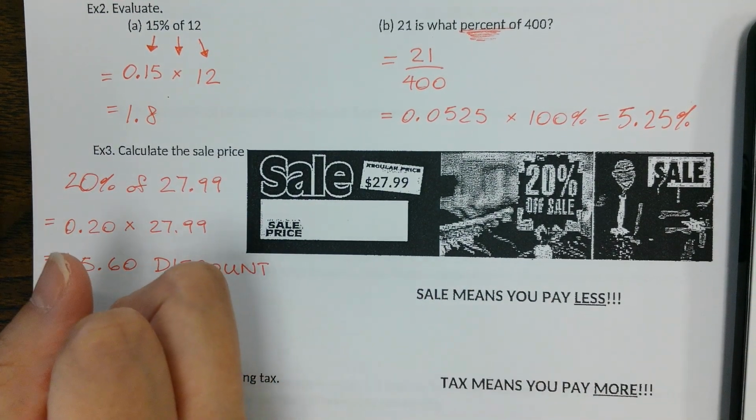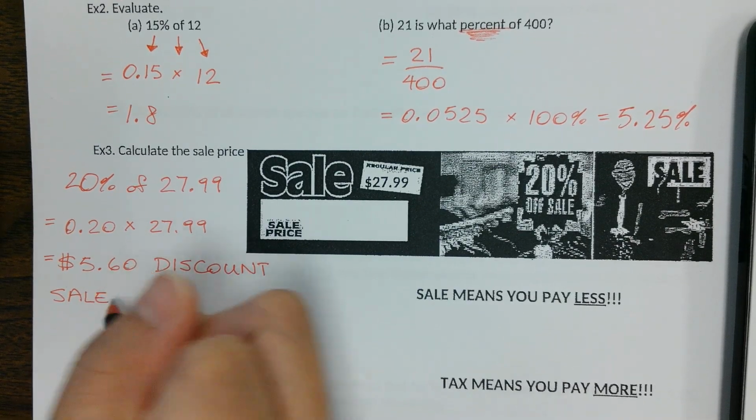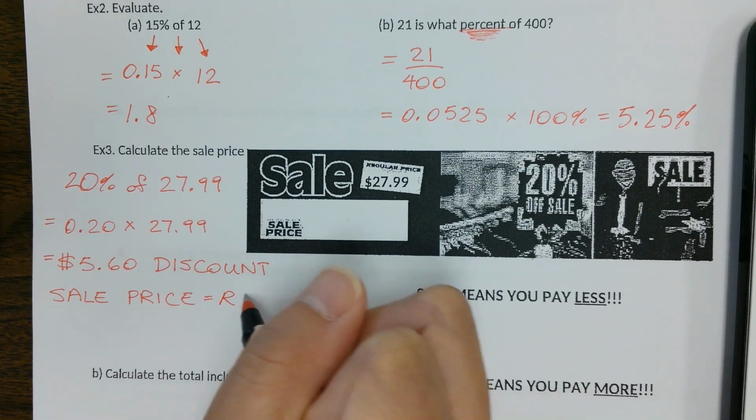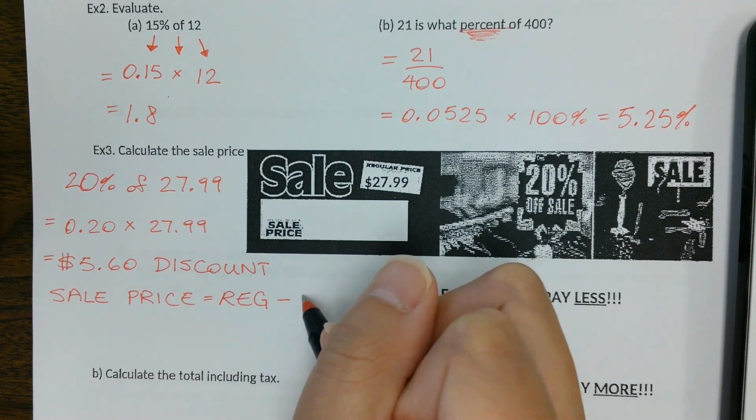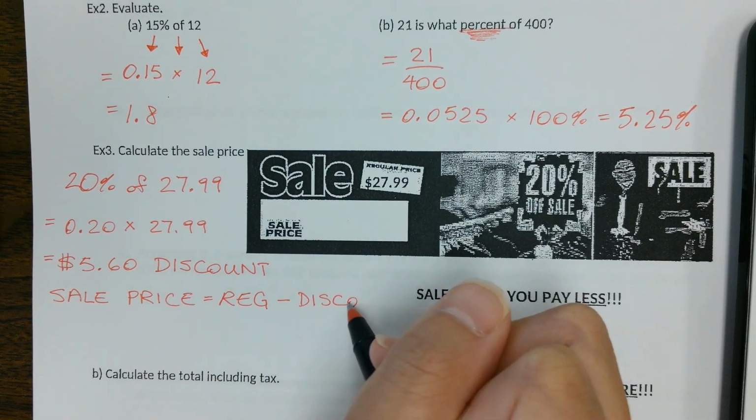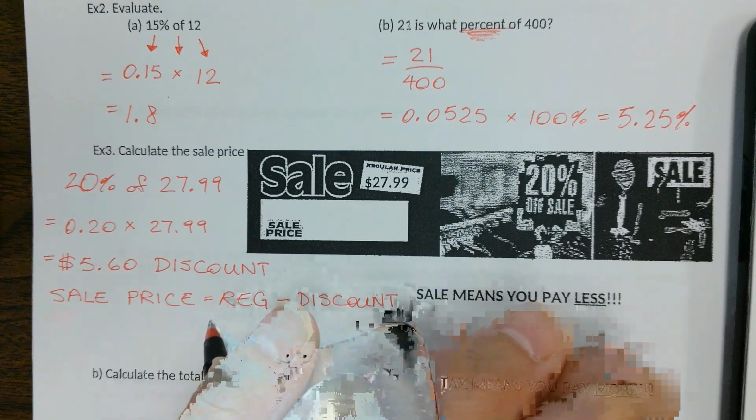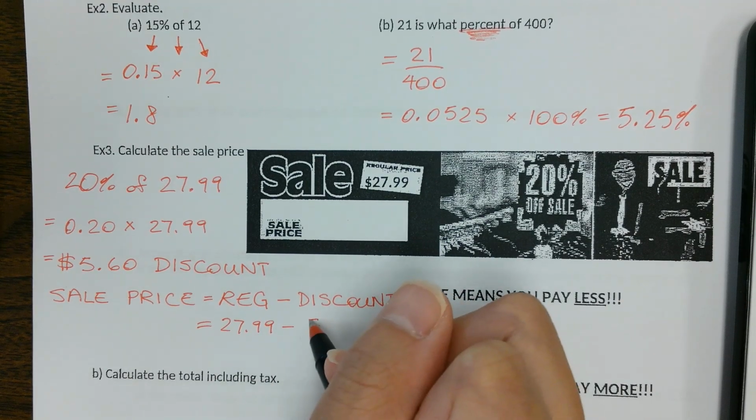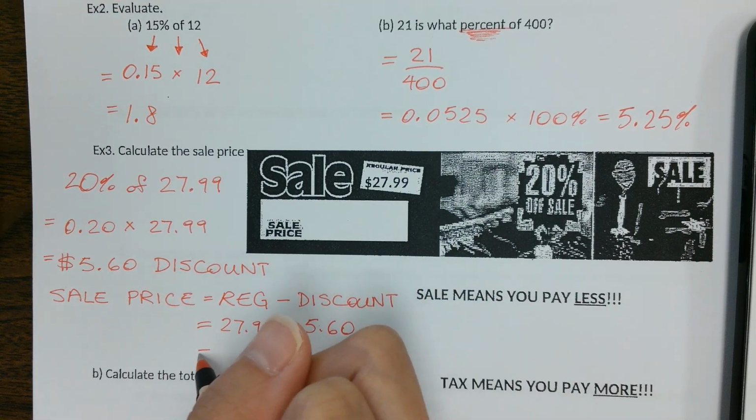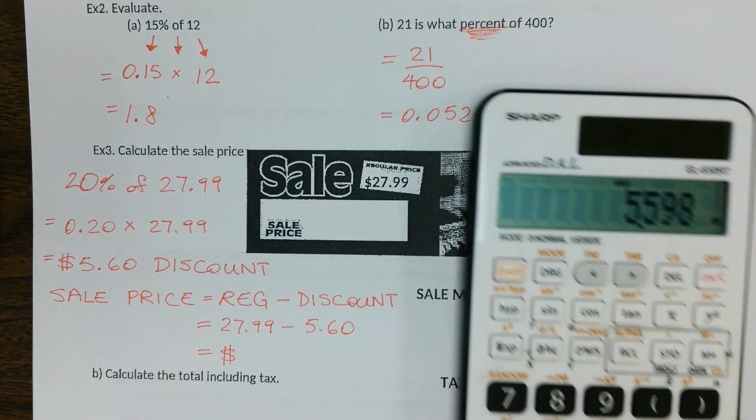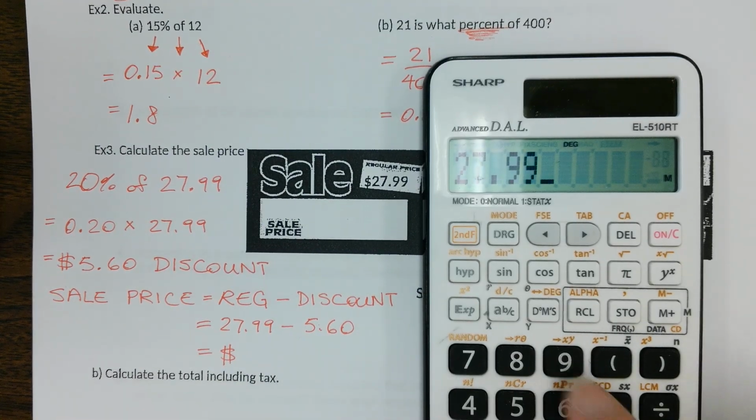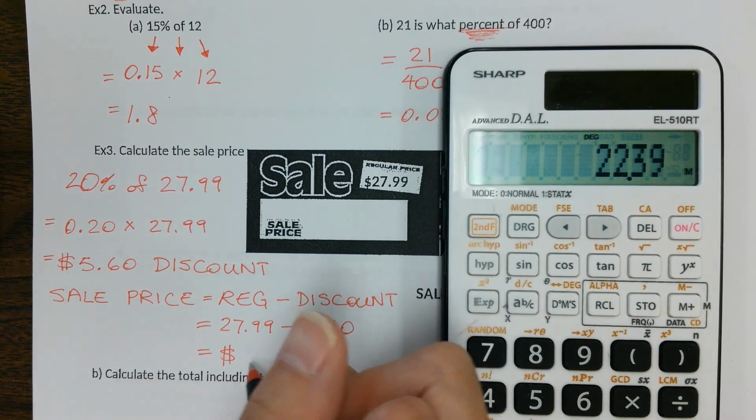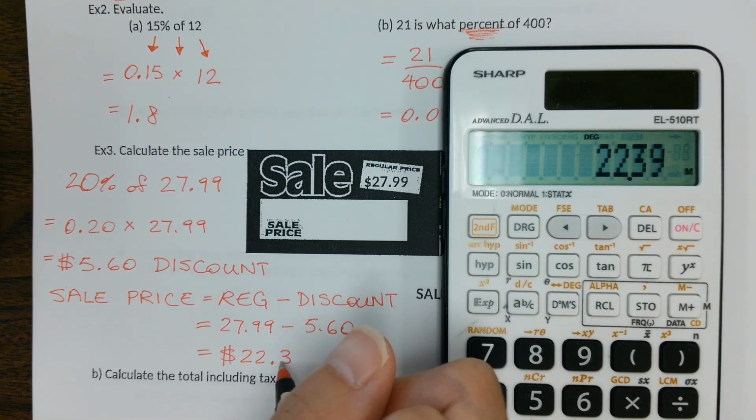Alright. Your sale price is regular price, subtract your discount, because you're paying less. So regularly $27.99, and I'm going to subtract that $5.60. So what is my actual price? $27.99, take away $5.60, $22.39. That's my sale price.